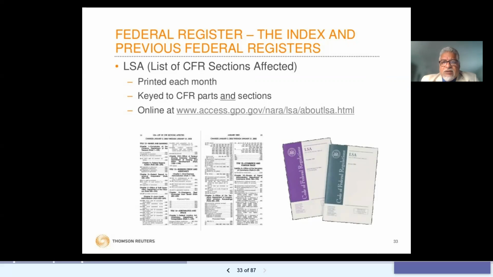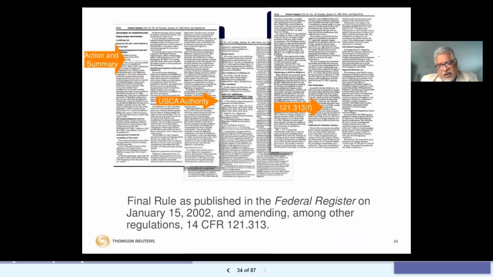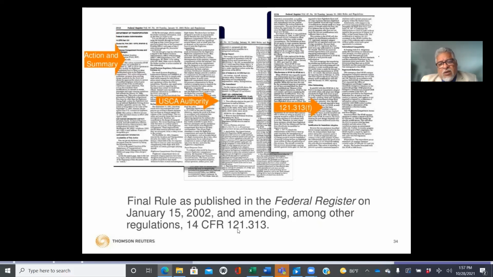You can look at it and you can see the index and the Federal Register, all the different promulgations of different agencies. The final rule is published in the Federal Register on January 15, amending other regulations, and it tells you the action of the regulation, the authority, United States Code Annotated, and it gives you the section of the actual regulation. I hope this is helpful and that you've been able to understand how administrative law can become very big and voluminous.